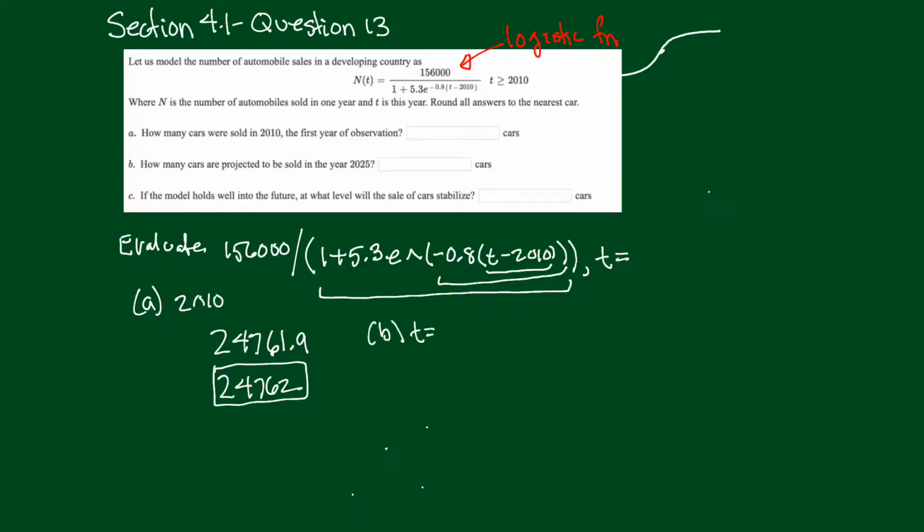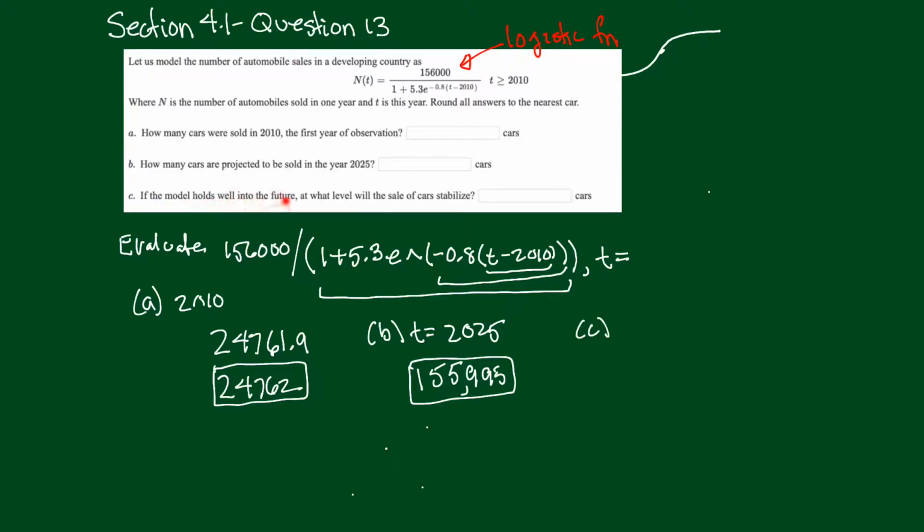Now in 2025, this is part B, how many cars were projected to be sold in 2025? So I'm going to put t equaling 2025, and I'll put that in right here. So in my Wolfram Alpha, I'll put t equals 2025, and when I made that computation, I got this number here. I got 155,995. So projected now in the year 2025, we're saying we're going to sell 155,995 cars.